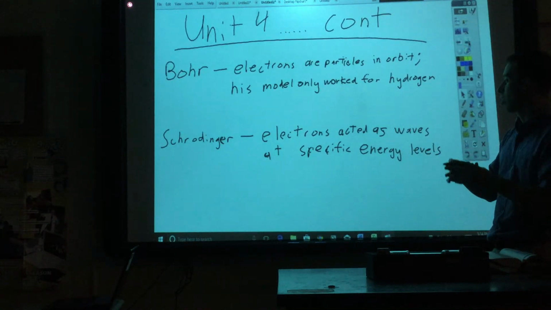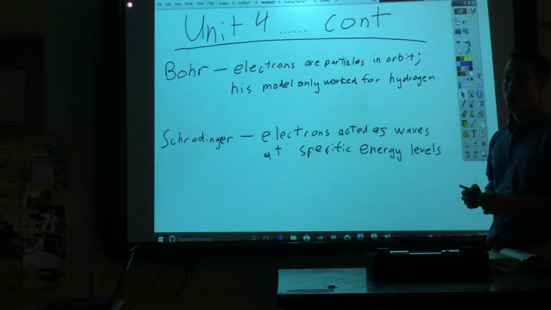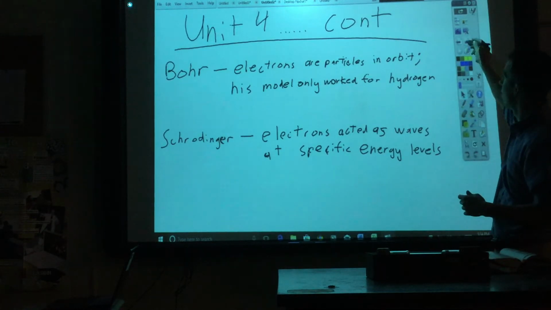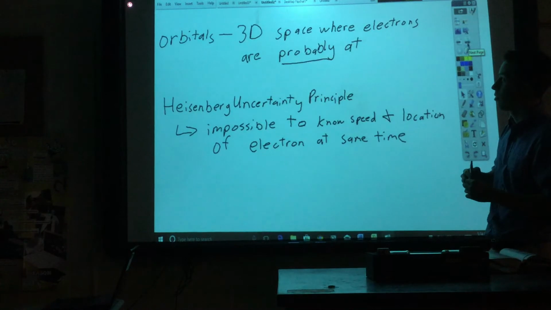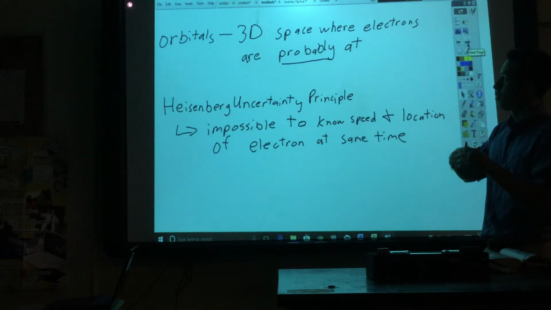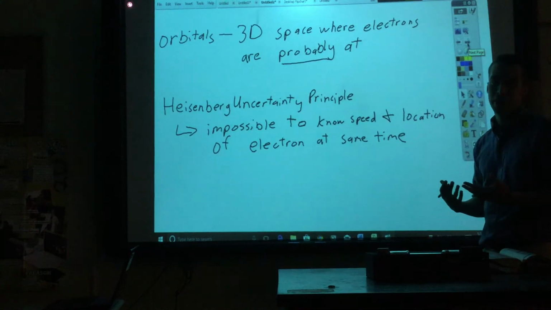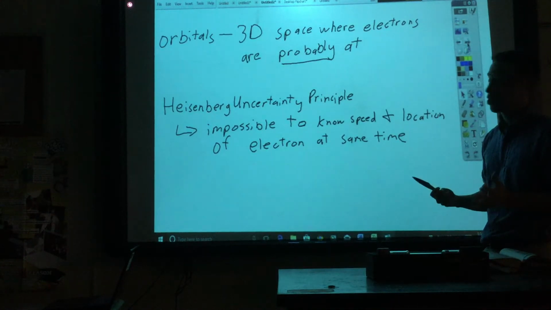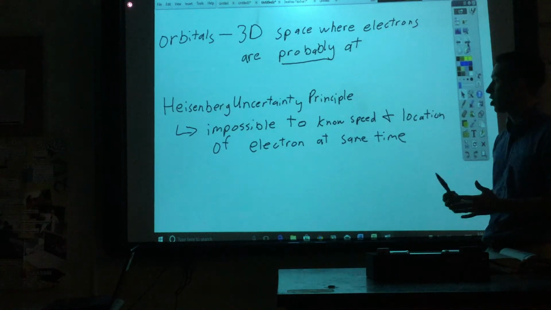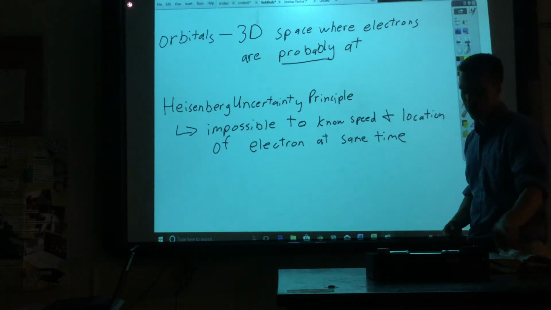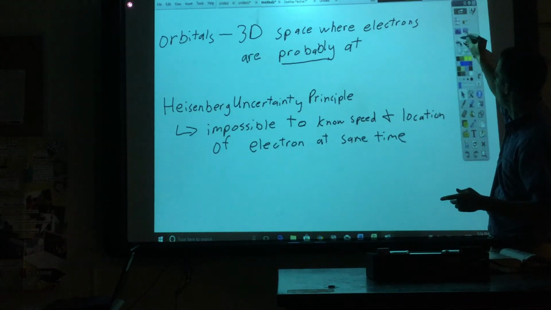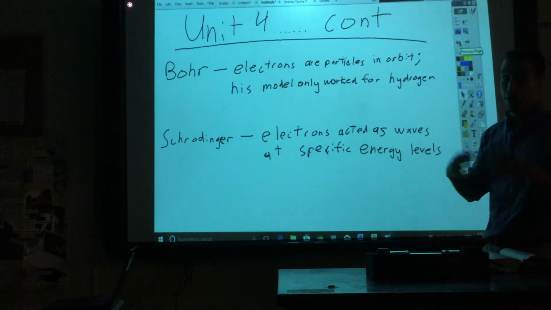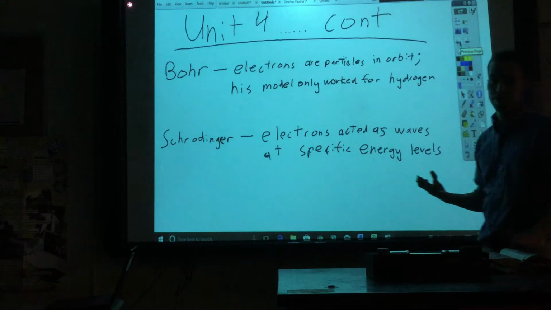Schrodinger came along and started talking about electrons acting as waves, which fit a lot better and made a lot more sense. Ultimately, that leads to orbitals, which are three-dimensional spaces where we calculate that electrons are probably located. It goes hand in hand with the very famous Heisenberg uncertainty principle: it's impossible to know the speed and location of an electron at the same time. I mentioned Schrodinger, and we'll talk about the thought experiment that was Schrodinger's cat. It's a very famous topic.